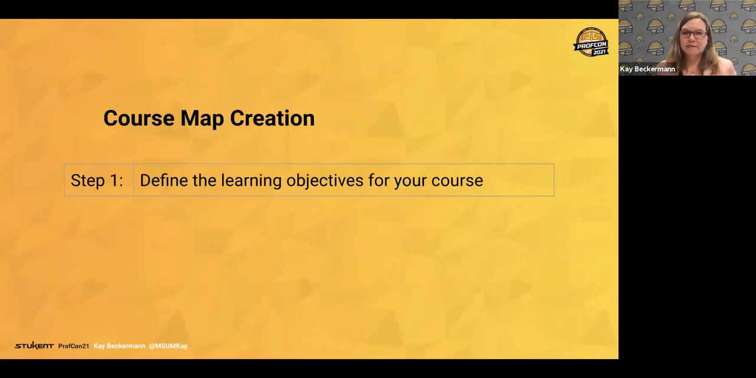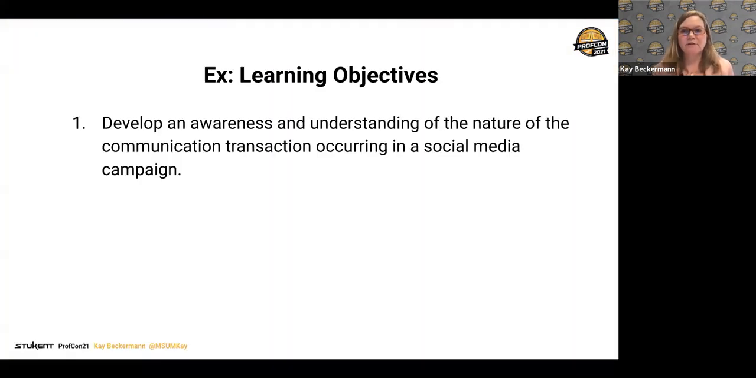So the first step is just defining the learning objectives for your course. Now, a lot of times your course is already developed and you have the learning objectives. I know that was my case. The learning objectives had been created before I started, and so I was just able to build off of those learning objectives. So for example, this is one learning objective that I have: develop an awareness and understanding of the nature of the communication transaction occurring in a social media campaign. That's a great learning objective. It doesn't really tell me anything, but that is a learning objective.